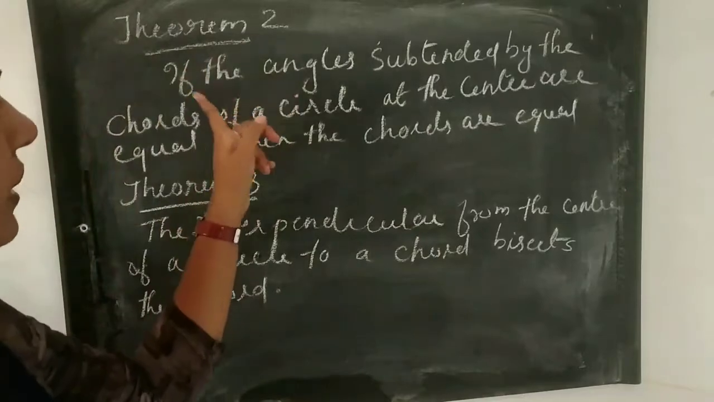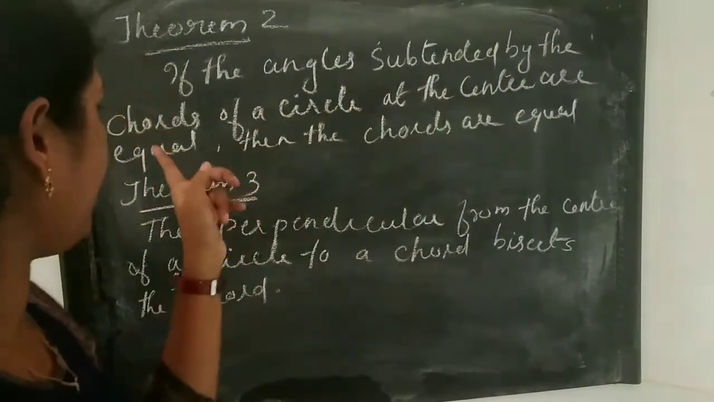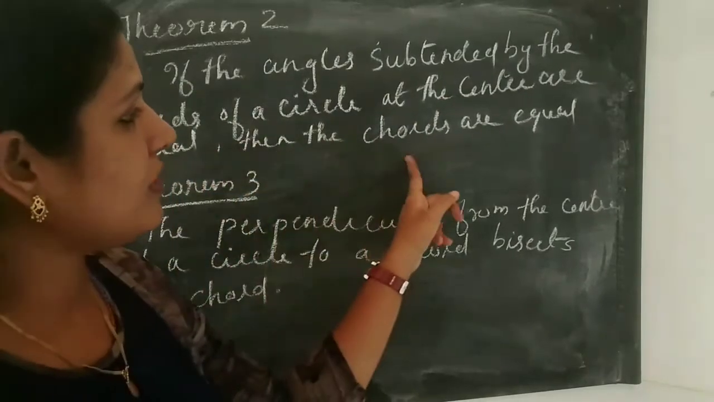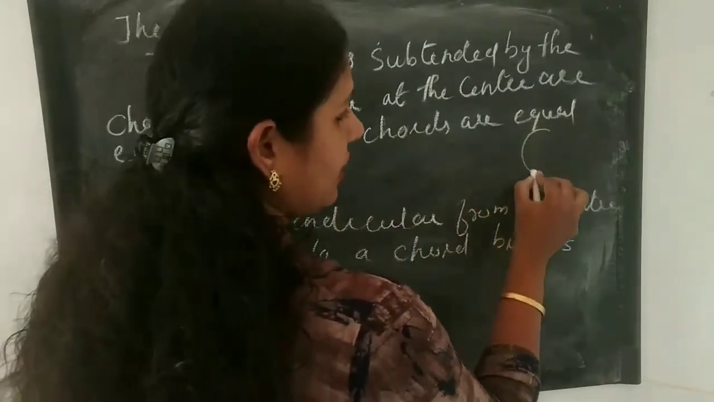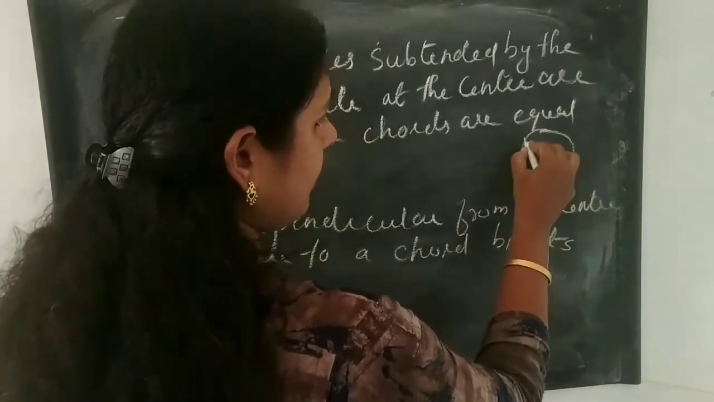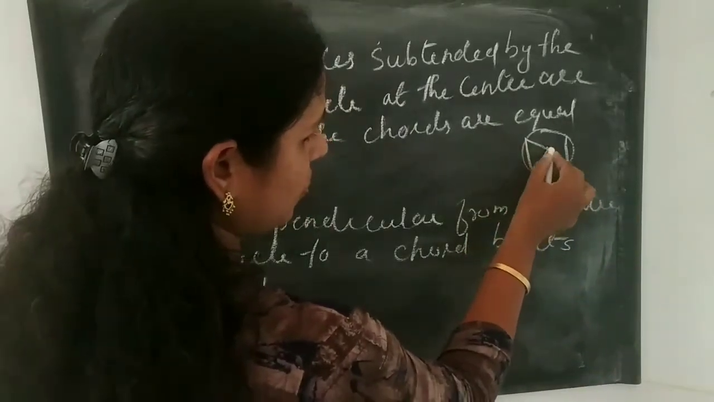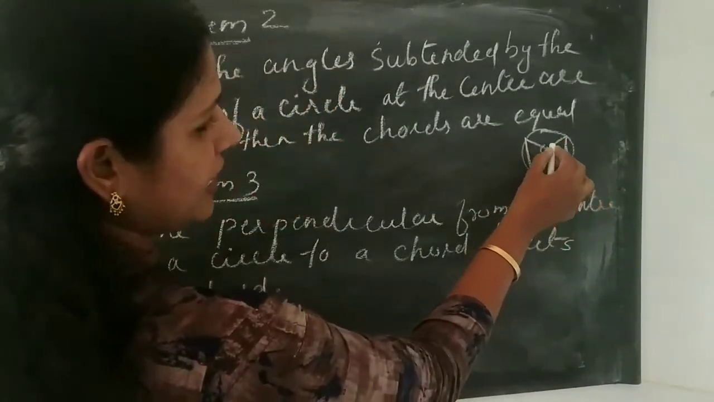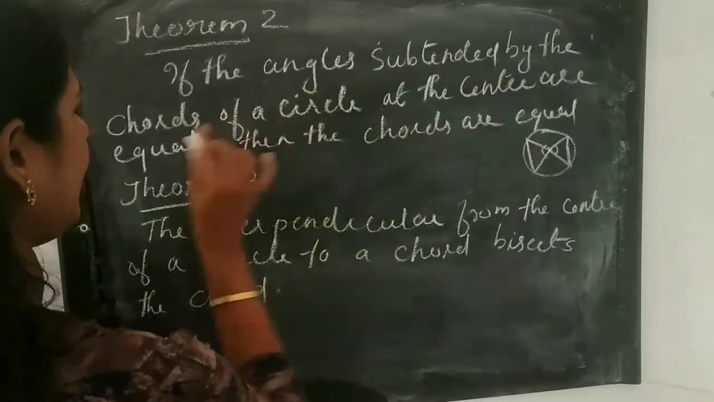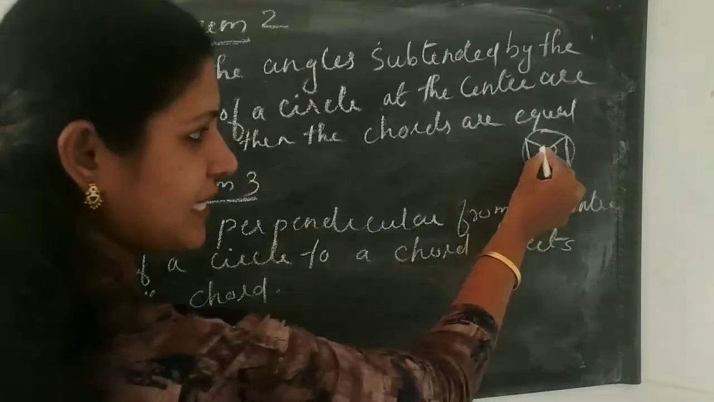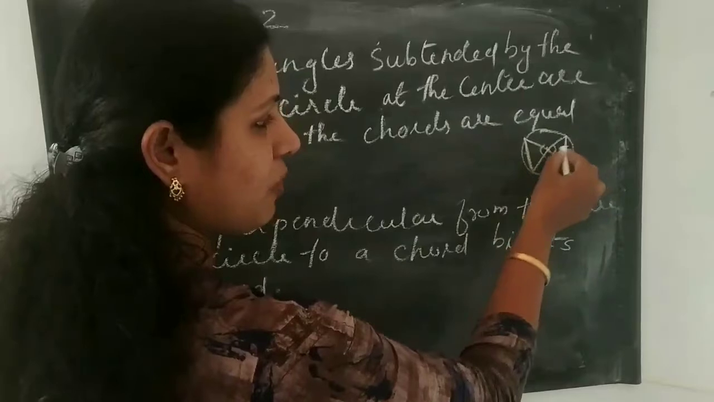Next, theorem 2. If the angles subtended by the chords of a circle at the center are equal, then the chords are equal. Here it's a circle, here two chords. The angles subtended by these chords at the center are equal. That means these angles are equal, then the chords are equal. Then we have to prove these chords are equal.